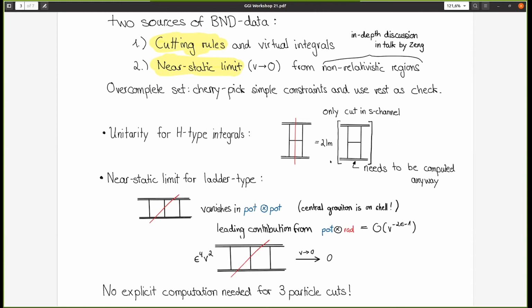It's probably the reverse unitarity which helps you the most, I think. I mean, of course, also the virtual integrals, they are probably also hard if you don't use the differential equation. So it's probably a combination of both, yeah. Okay.